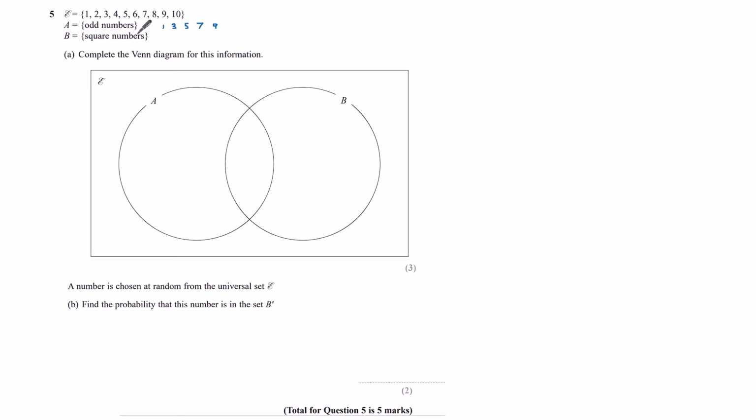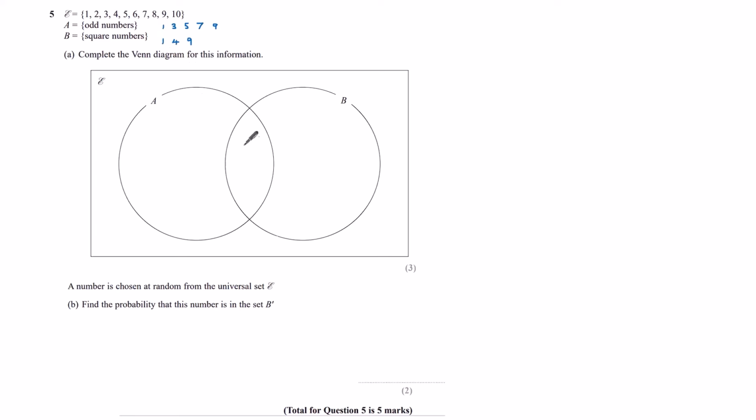And so if I list the odd numbers first of all, that's all the numbers which aren't even. And so 1, 3, 5, 7, and 9 are my odd numbers. All of the square numbers within this set here, I've got 1 squared is 1, 2 squared is 4, and 3 squared is 9. So I've got 1, 4, and 9.